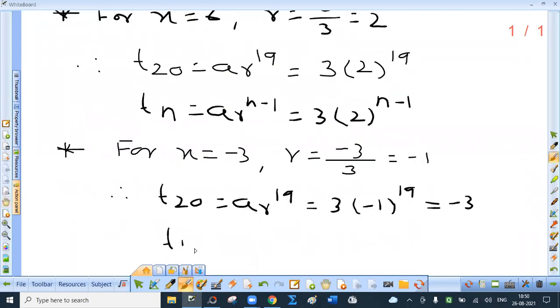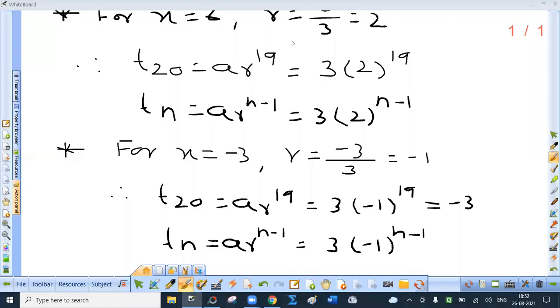What is Tn? It is ar raised to n minus 1. So 3 times minus 1 raised to n minus 1. Keep this as it is. That's it.